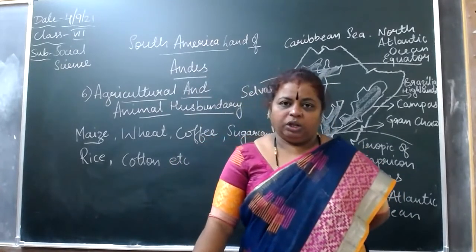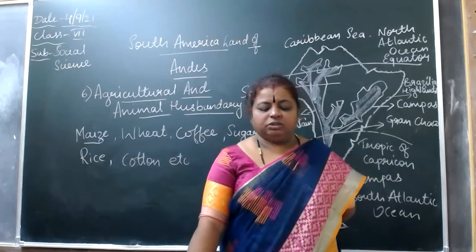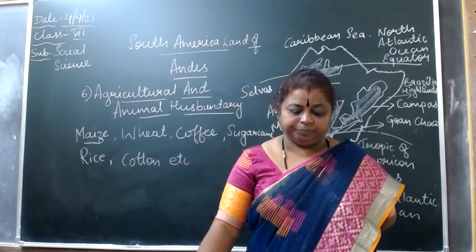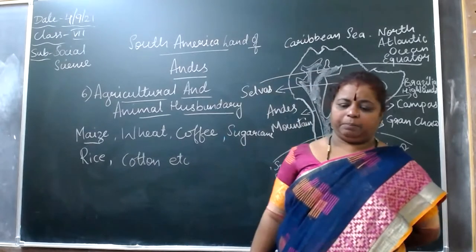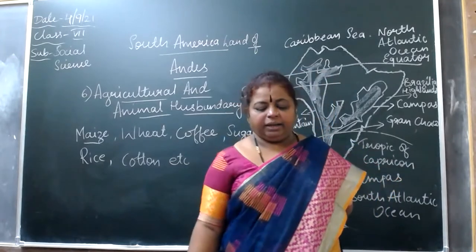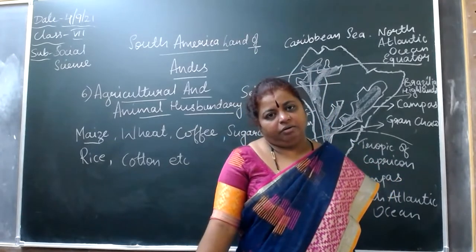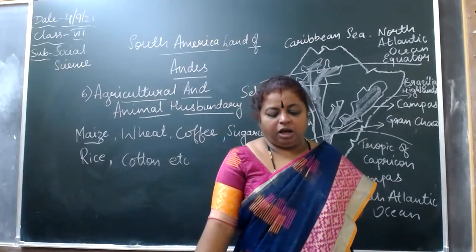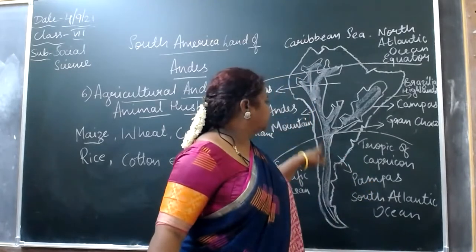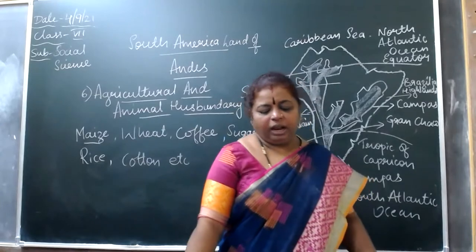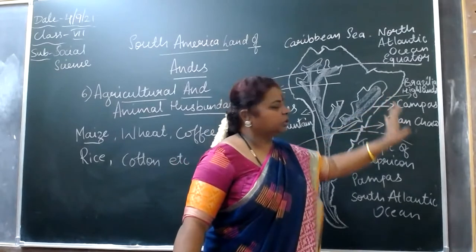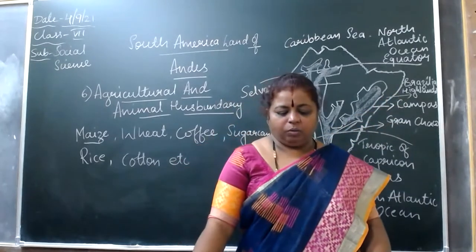Wheat is grown in the cooler temperate grasslands in Argentina and Chile. Wheat is exported from Argentina. Potato is widely grown in the Andes region. Rice is cultivated on the Brazilian coast.